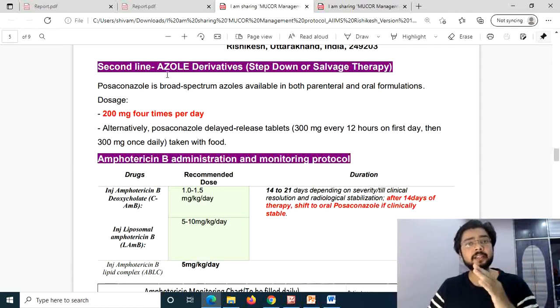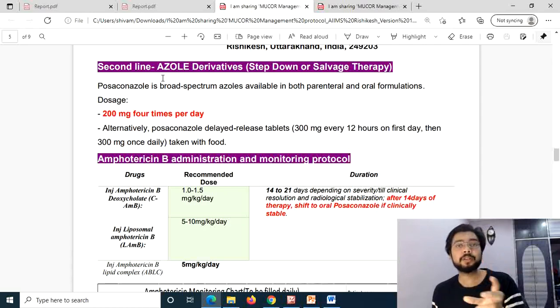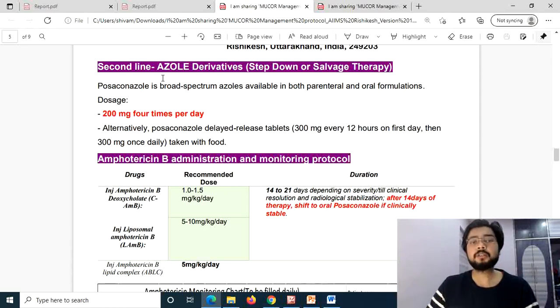The first line is amphotericin B. Second line drug, that means the step down. Once amphotericin B has been given, you cannot give it for long because treating this mucormycosis takes a long time. So you will step down to some oral form. So that is your posaconazole. Posaconazole is a broad spectrum azole which is present both as an injection and oral formulation.